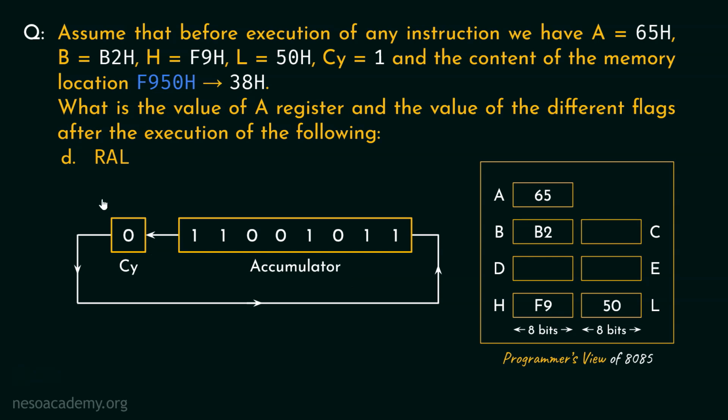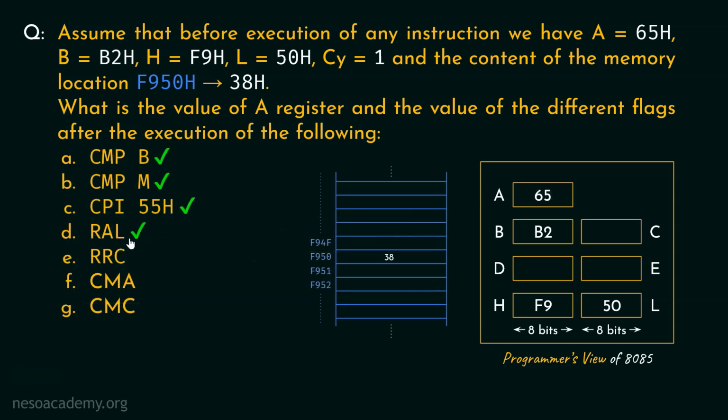So after the execution of the RAL instruction, within the accumulator register, the value which was previously 65 will now be converted to CB. And the status of the carry flag, which was initially set, will now be reset. Always remember, RAL is going to involve the carry flag while performing the rotation. With this, we have also executed the fourth instruction.